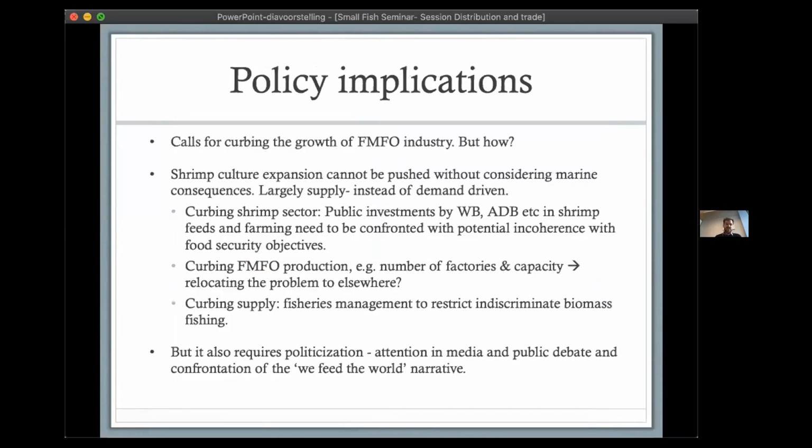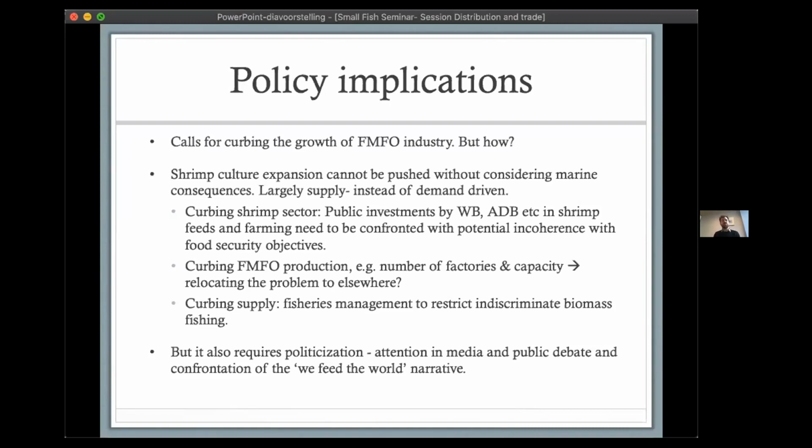Next slide, please. I think it's important here. Well, there are so many calls in India, at least, but also in Mauritania and elsewhere, to call for curbing of this growth of the fish meal industry. The question is really how, and one of the more important things here is that policymakers need to become much more explicit that shrimp culture expansion is not possible without considering the marine consequences.